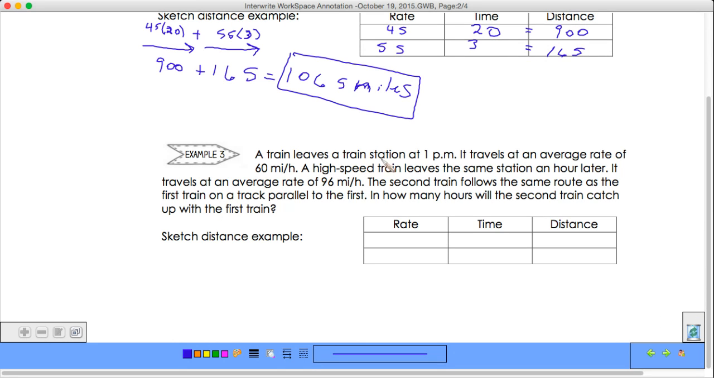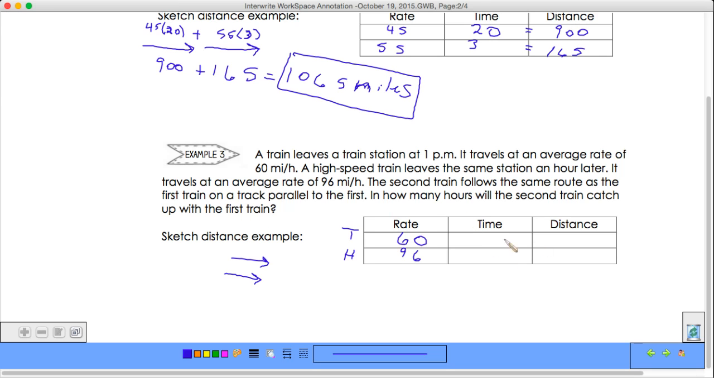Okay, now we have a train that leaves the train station at 1 p.m. It travels at an average rate of 60 miles per hour. So we have the first train going 60 miles per hour. A high-speed train, call it H, leaves the same station an hour later. It travels an average of 96 miles per hour. So we've got train 1, train 2. The second train follows the same route as the first train on the track parallel to the first. In how many hours will the second train catch up to the first?